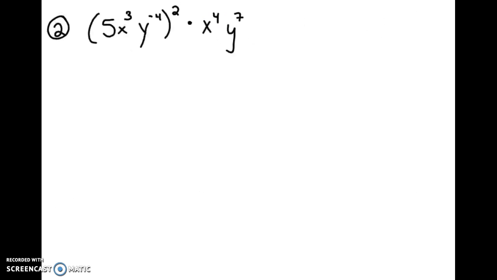Sorry about that. In number 2, we have a parenthesis with a power on our parenthesis. So what we need to do is bring that power into all the powers in the problem. And we need to remember that the 5 has a power of 1. So I'm going to bring those powers in and just leave the second part alone. So 5 is going to be to the 1 times 2.